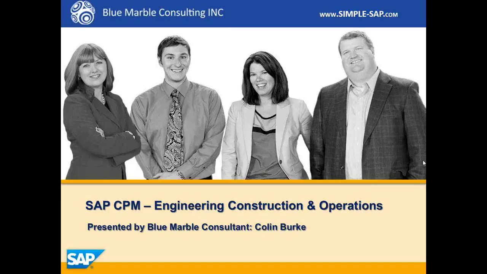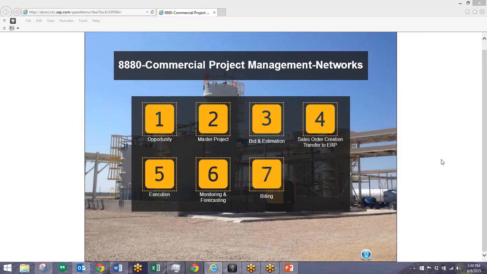In this video, I'm going to demonstrate how commercial project management by SAP helps project managers handle resource requirements in an engineering and construction scenario. I'll be going through 7 different areas. We'll start by creating an opportunity for a project, then adding that to a master project, going through financials and estimations, creating sales order, executing transactions, monitoring and forecasting, and then finally wrapping up with billing.